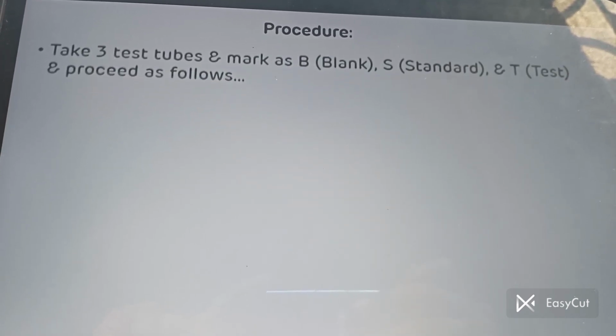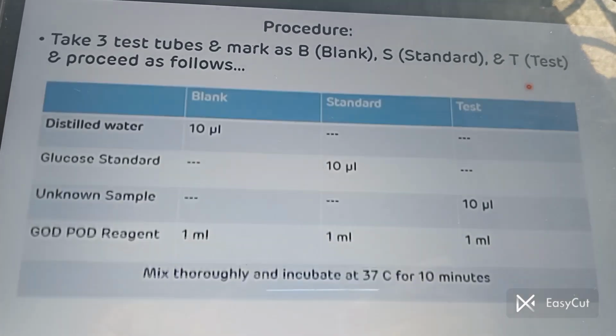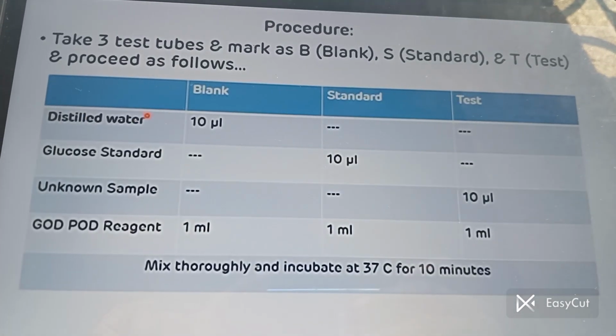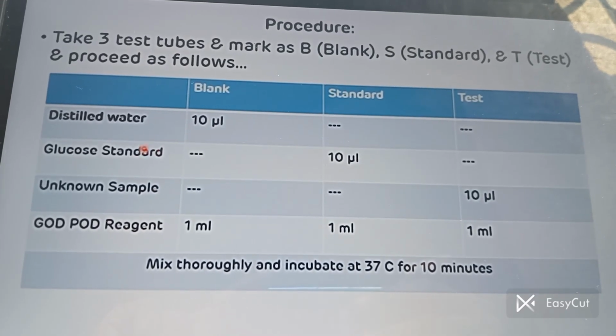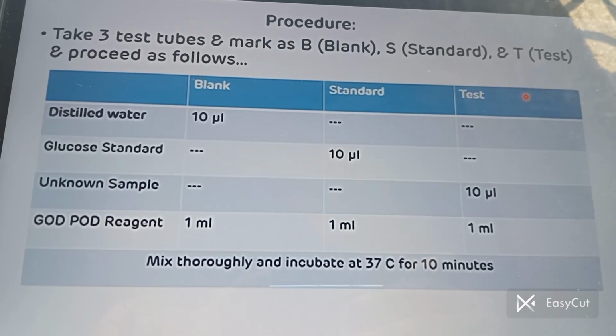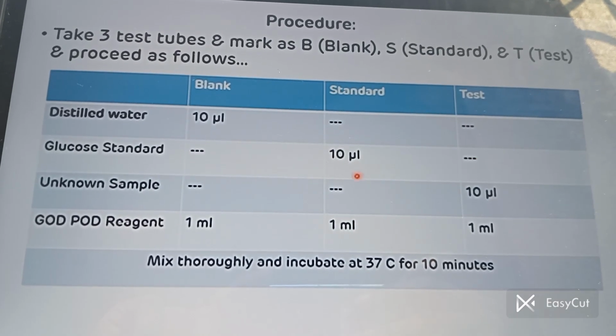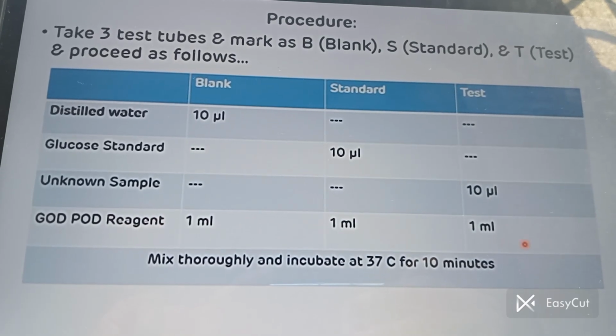Now, procedure for the glucose estimation by GOD-POD method. So first, you have to take 3 test tubes and label them as blank, standard, and test, and then proceed as follows. In the blank test tube, take 10 microliter of blank. Then take the glucose standard in the standard test tube, 10 microliter, and then add unknown sample 10 microliter in the test tube. And after taking the blank, standard, and test, add 1 ml of glucose oxidase peroxidase reagent in all these 3 test tubes.